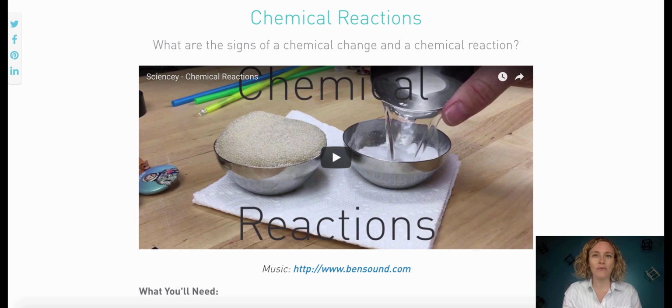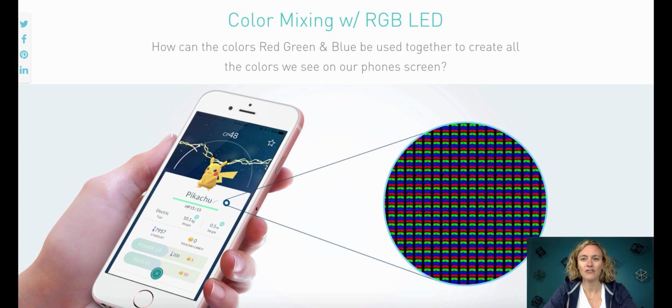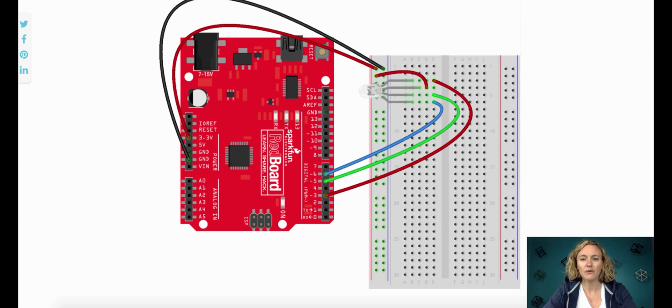Have you ever wondered what makes a chemical reaction endothermic or exothermic? In this experiment, students will mix baking soda and vinegar as well as yeast and hydrogen peroxide. They will collect data from the temperature sensor and use that data to interpret whether their chemical reaction was endothermic or exothermic. The experiment titled Color Mixing with RGB LED has the students wiring up a red, green, blue LED and experimenting with different ratios of red, green, and blue to see what colors they produce.